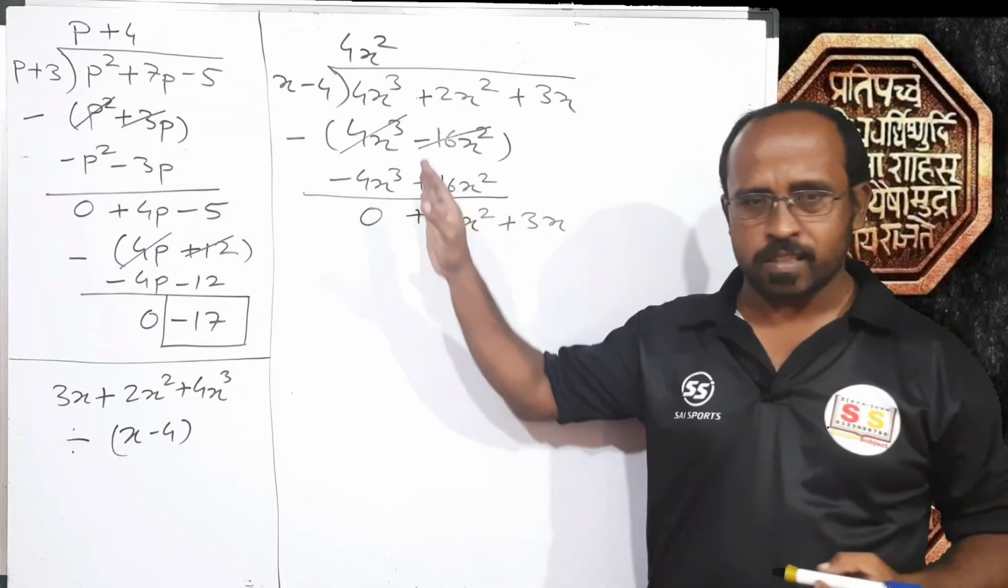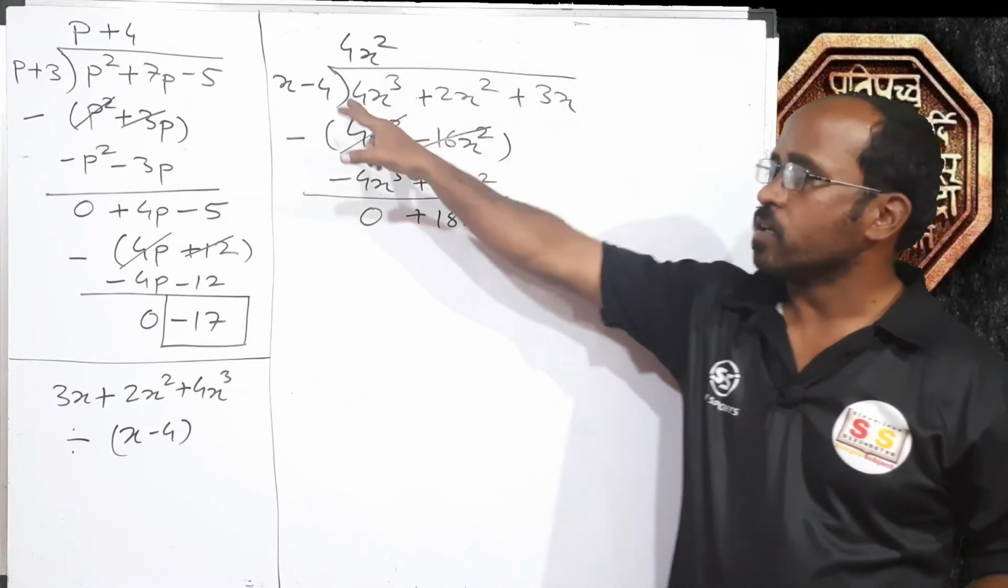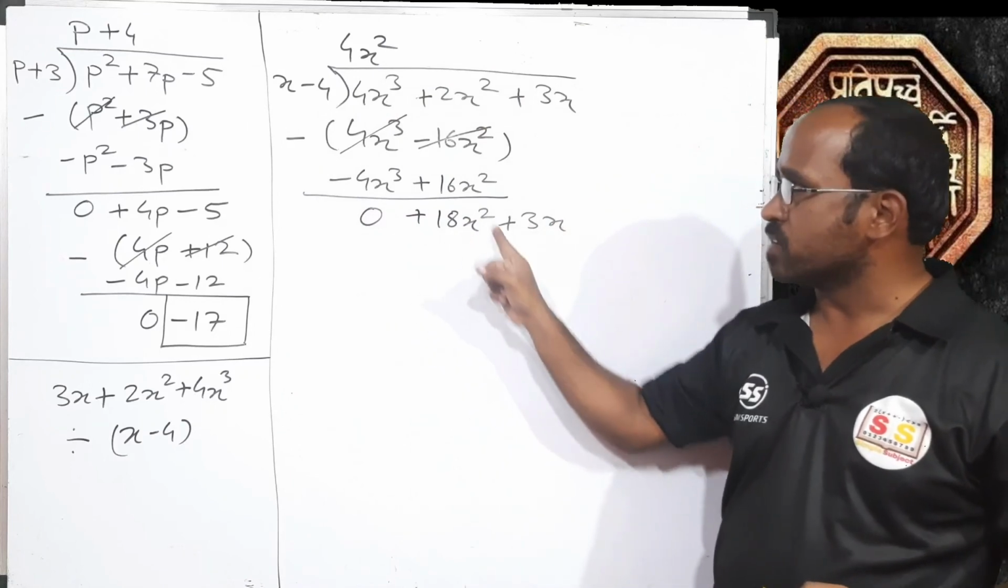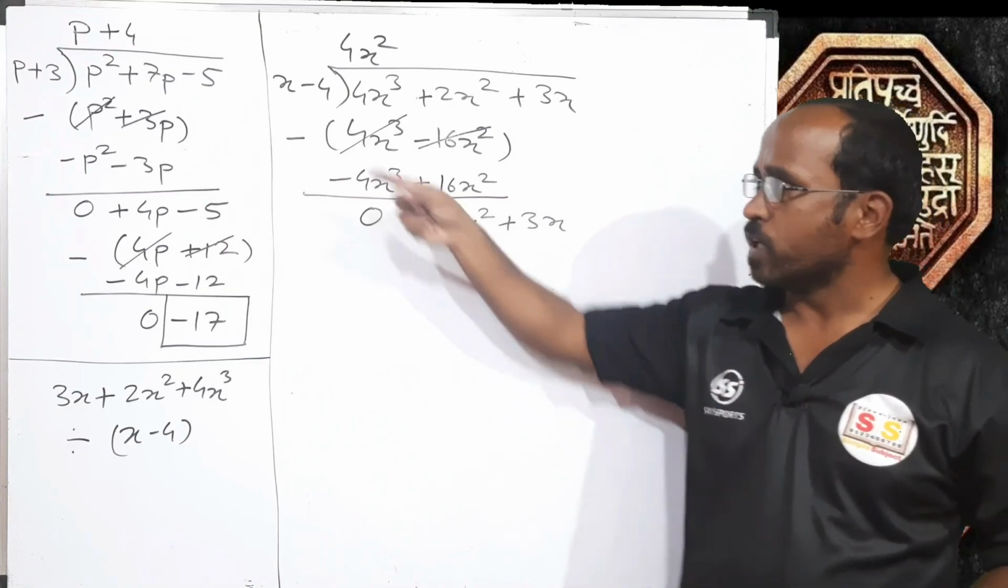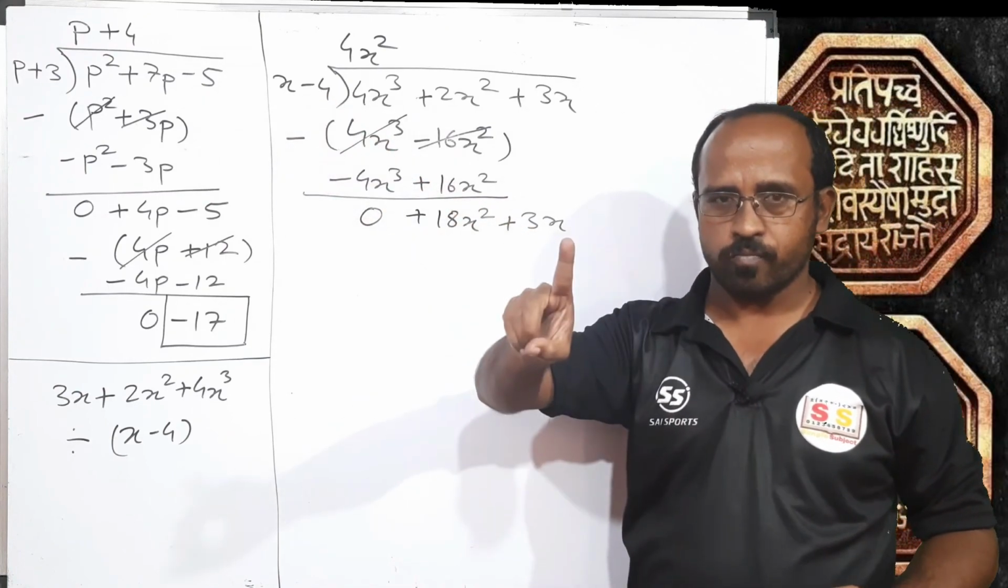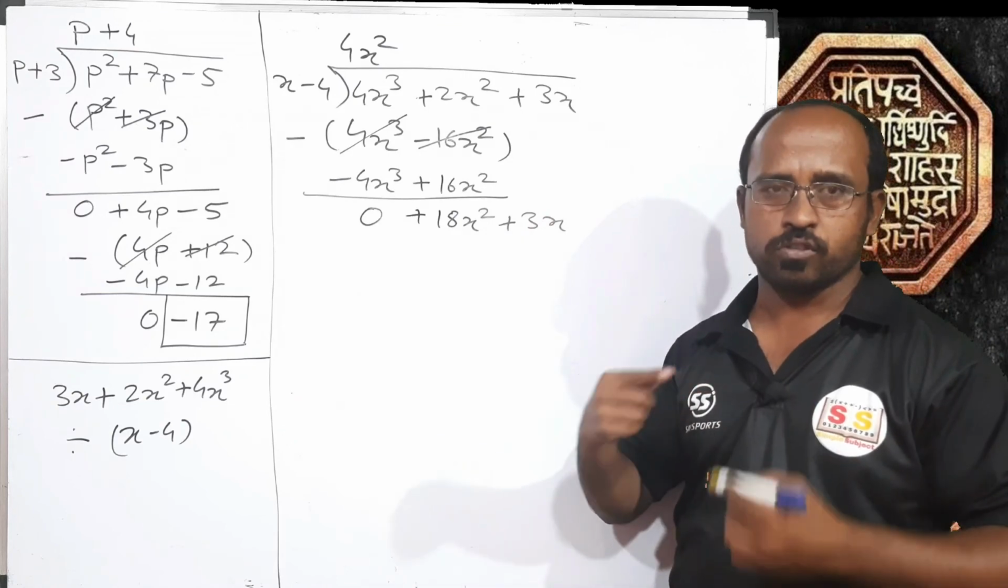Now, next step. Once again we have to continue the same procedure until the degree of this is less than the degree of this. Degree of this 18x square is 2. Degree of x minus 4 is 1. So naturally this degree is greater. So we have to continue the same process of division.